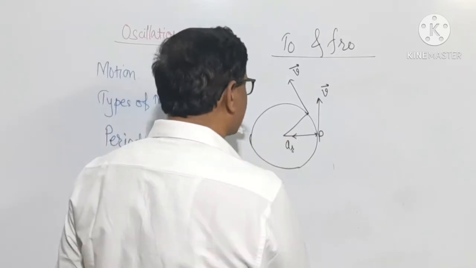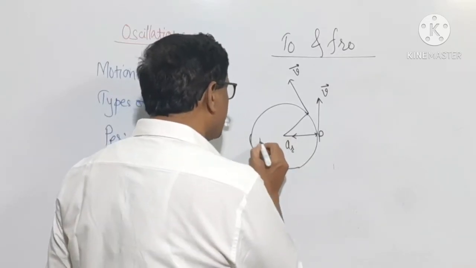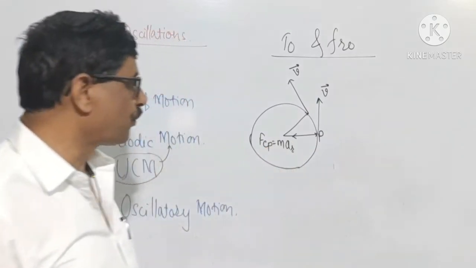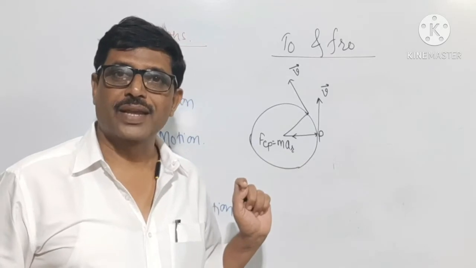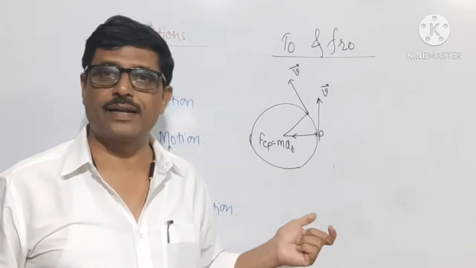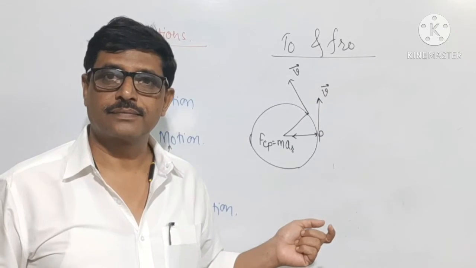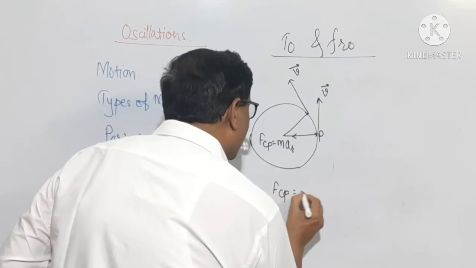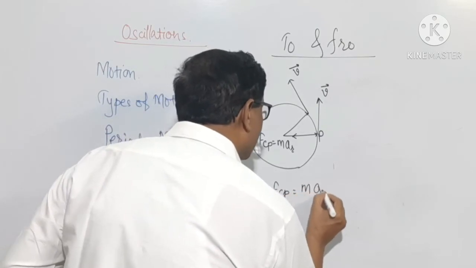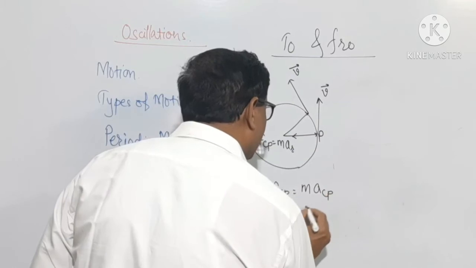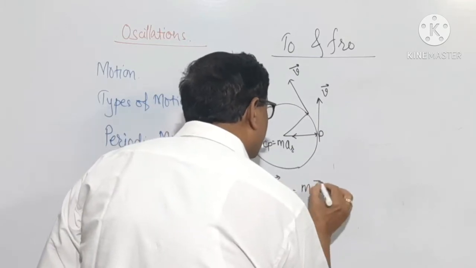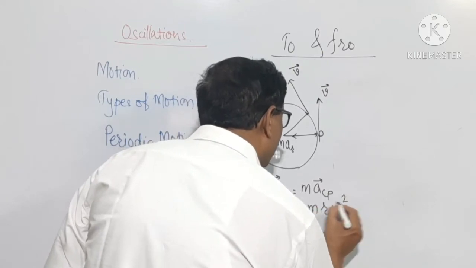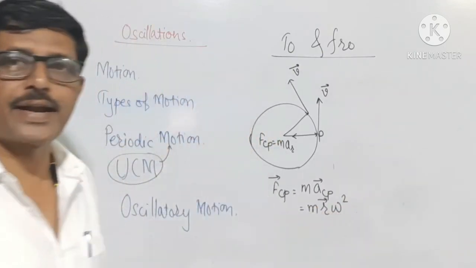This radial or centripetal acceleration is provided by the centripetal force, and this centripetal force is given by mass into radial acceleration or centripetal acceleration. This centripetal force is in the direction of the centripetal acceleration, which is along the radius towards the center, and it is given by r omega square, where r is the radius vector.